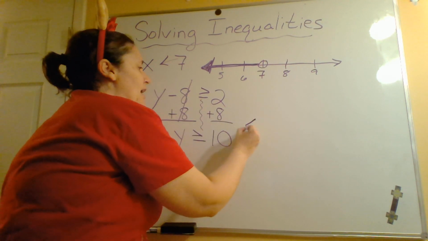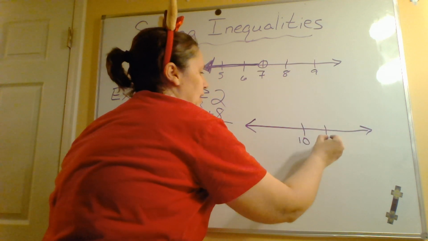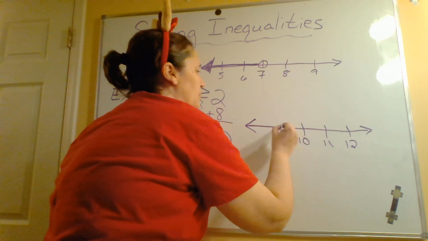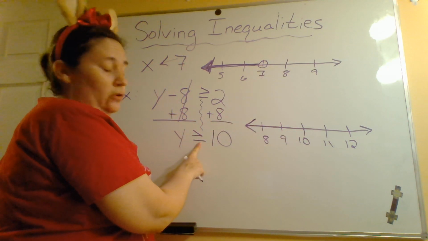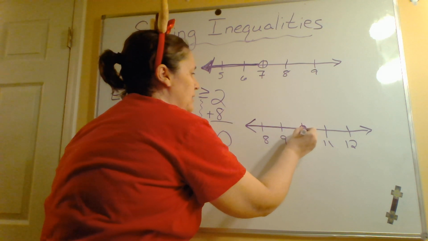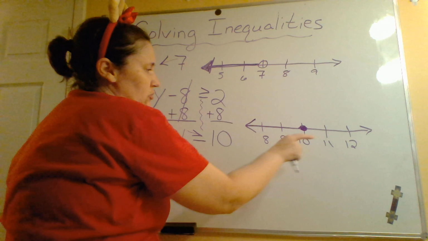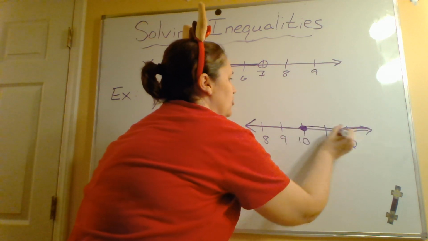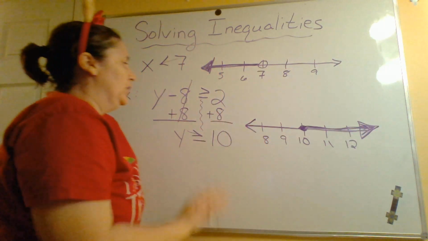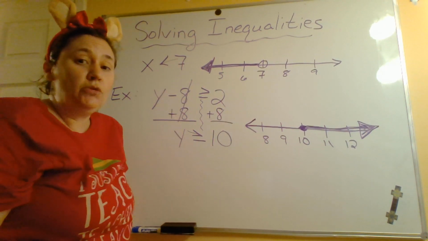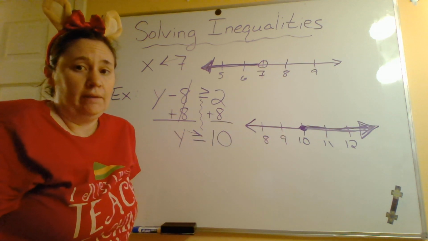Then you graph your answer. You draw a number line, you put 10 on it, put a couple numbers around it. You need a closed circle because there's a line under the sign. You put a closed circle at 10, and this arrow points to the right, so that's the direction you have to go. This is what we're doing today. We're going to solve the inequality just like an equation, and then we're going to graph our answer, which we learned how to do yesterday.